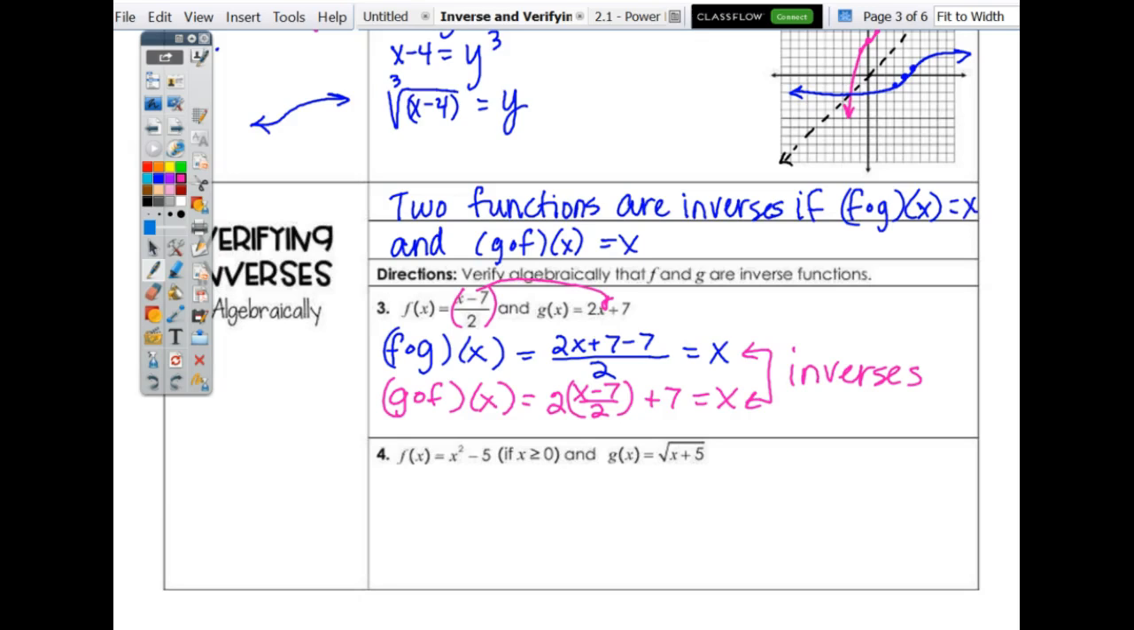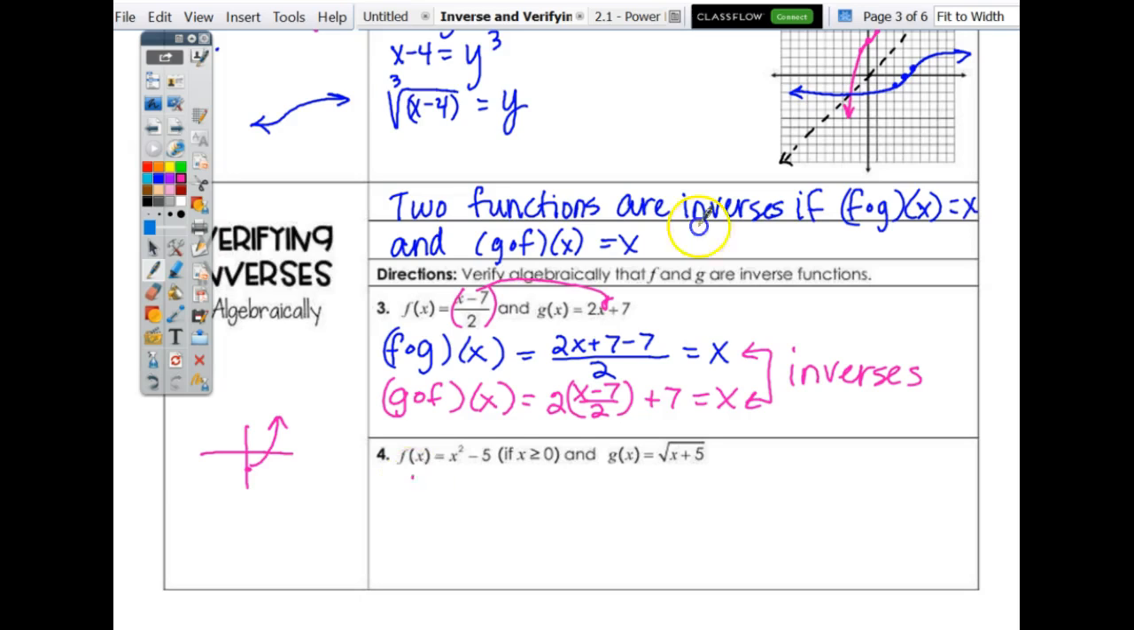All right. So x squared minus 5. Why is the domain restricted? It's a parabola. Does it pass the horizontal line test? No, it doesn't. So we have to restrict the domain. If I graph this, I would have a shift down, and then I want the x greater than 0. So I only want this side of the parabola. And that passes the vertical and the horizontal line test.